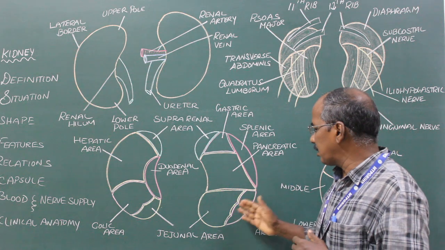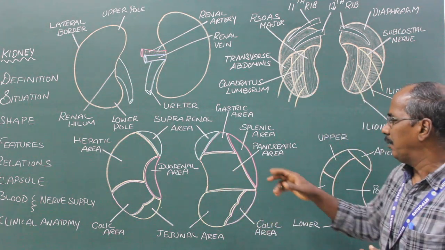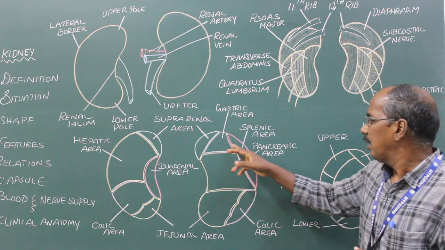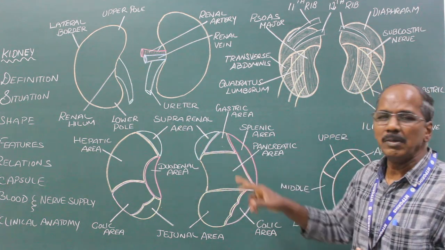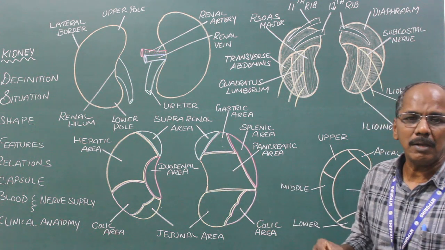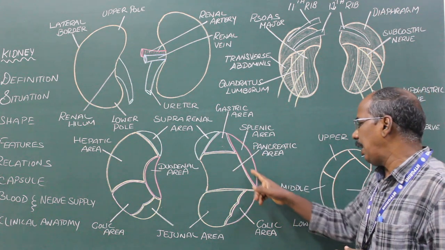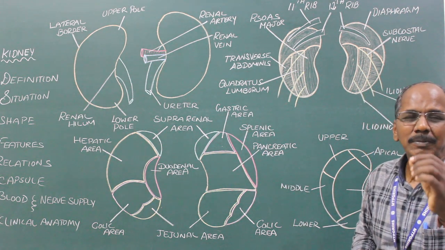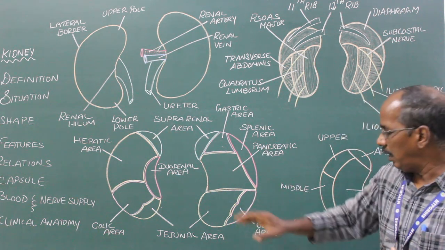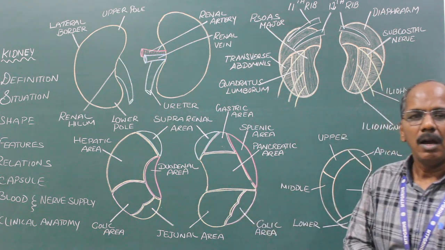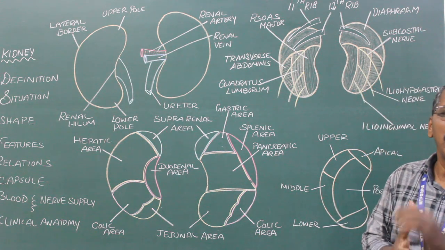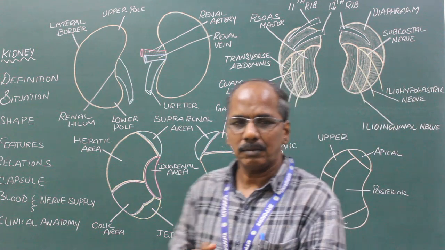The anterior relations of left kidney are, number 1, suprarenal area related to the left suprarenal gland, gastric area related to the posterior surface of the stomach, pancreatic area related to the body of the pancreas, splenic area related to the renal impression or renal area of the spleen, colic area related to the left colic flexure or splenic flexure, and jejunal area related to coils of small intestine, that is the jejunum.